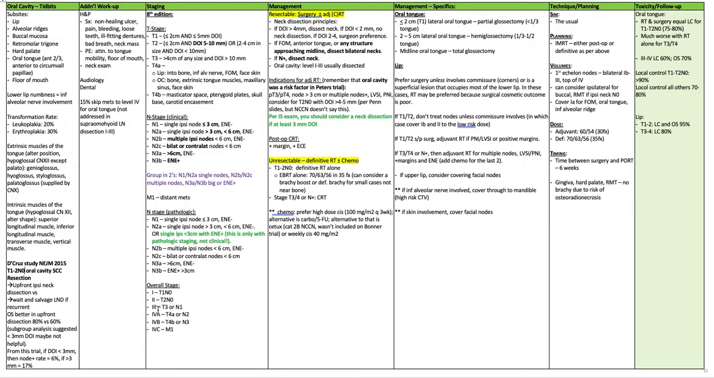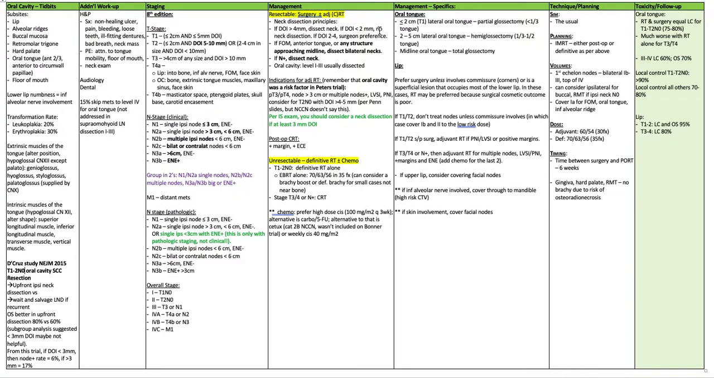T4A or N2 is stage 4A. T4B or N3 is stage 4B. And M1 is stage 4C. In terms of management, resectable, you get surgery followed by adjuvant chemo, questionably with radiation. Mainly resectable surgery followed by adjuvant radiation.